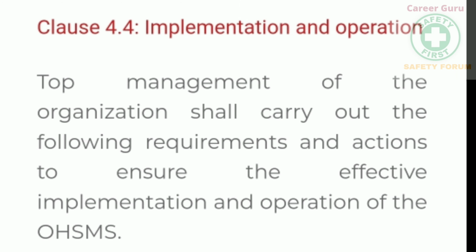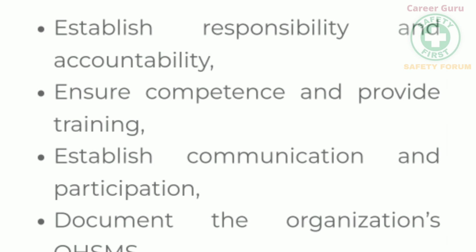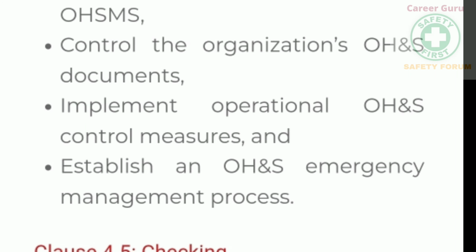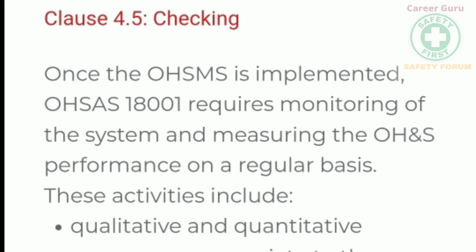Okay, let us see the next, implementation and operation, where top management of the organization shall carry out the following requirements and actions to ensure the effective implementation and operation of the OHSMS. So it includes establishing responsibility and accountability, ensuring competence and providing training, establishing communication and participation, and documenting the organization's OHSMS. Also we have to control the organization's OH&S documents, implement operational OH&S control measures, and establish an OHS and emergency management process.